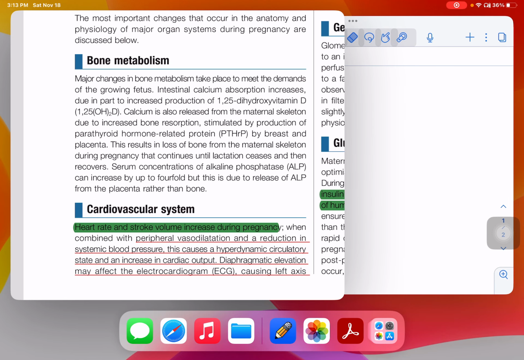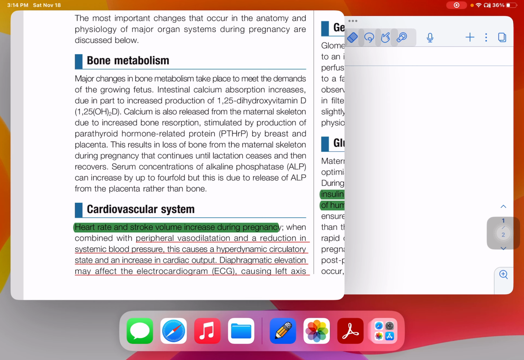Major changes in bone metabolism take place to meet the demands of the growing fetus. Intestinal calcium reabsorption increases due to increased production of vitamin D. Calcium is also released from the maternal skeleton due to increased bone resorption stimulated by the production of parathyroid hormone by the breast and placenta. This results in loss of bone from the maternal skeleton during pregnancy that continues until lactation ceases, then recovers. Serum concentration of alkaline phosphatase can increase up to 4-fold, and this is from the placenta rather than the bone.